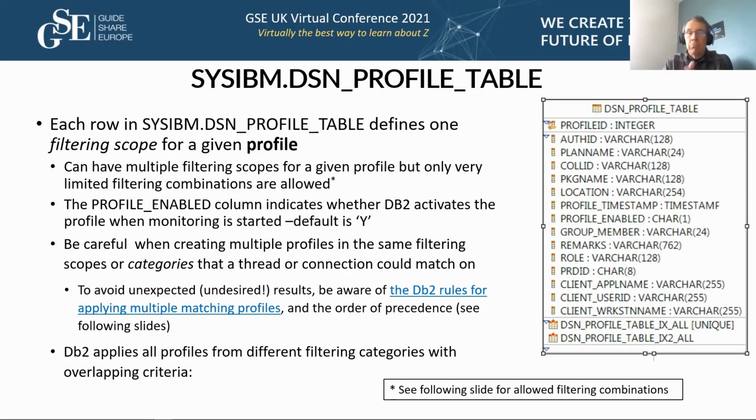Now, I'm going to upload this presentation, and there's a link to the DB2 rules for applying multiple matching profiles and the order of precedence. But the point is that if you've got overlapping criteria, DB2 applies all profiles from different filtering categories with overlapping criteria. And then it uses the rules or order of precedence to decide which one wins.